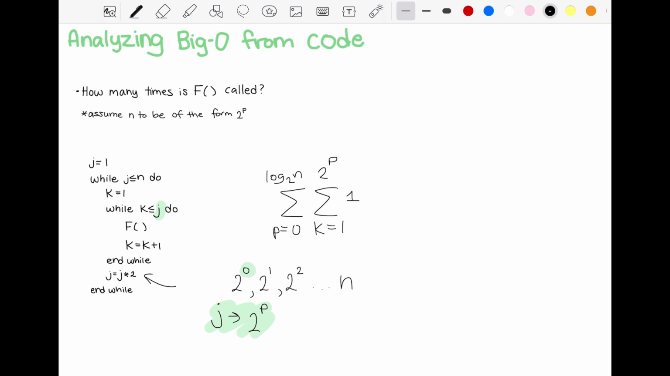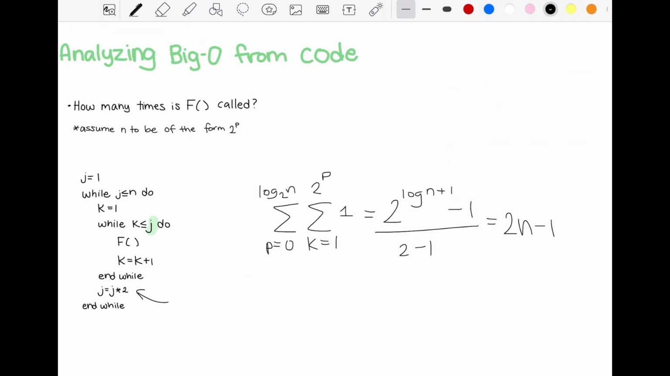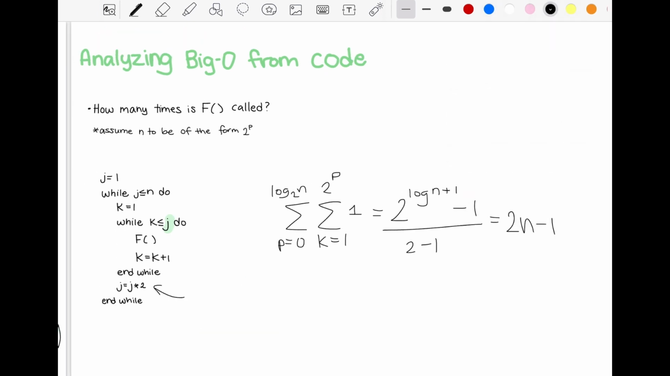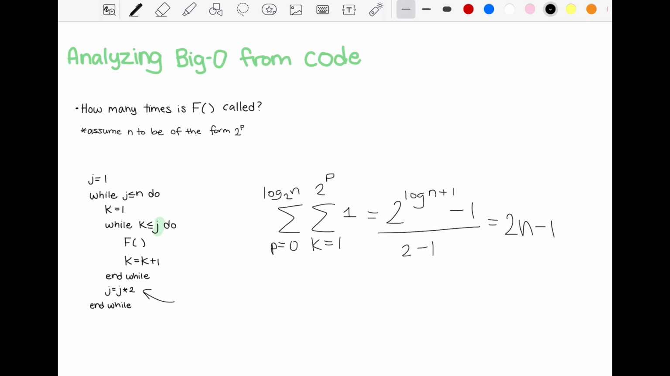So again, this just becomes another summation problem. So I've just used my sum rules. I didn't show it all because hopefully this is review from earlier. If not, that's okay. Just go review the sum formula sheet. But basically, you can whittle this down to know that f is going to be called 2n minus 1 times. And we know that this is big O of n.